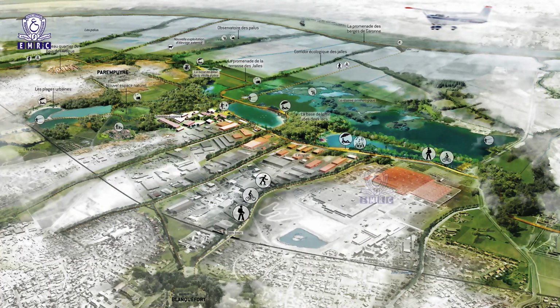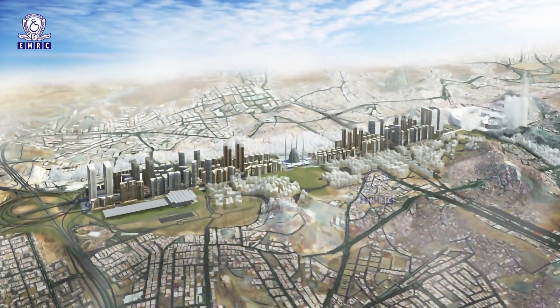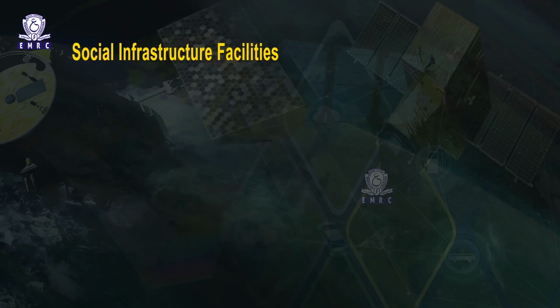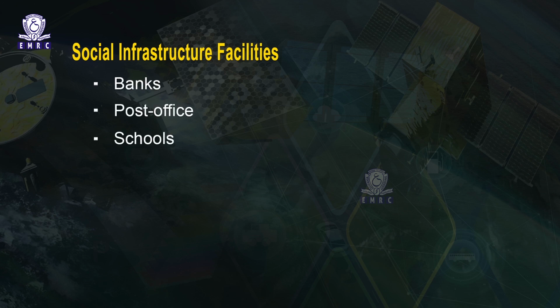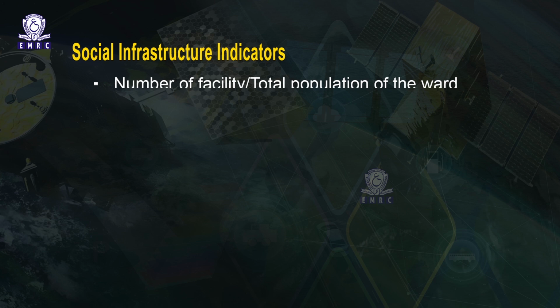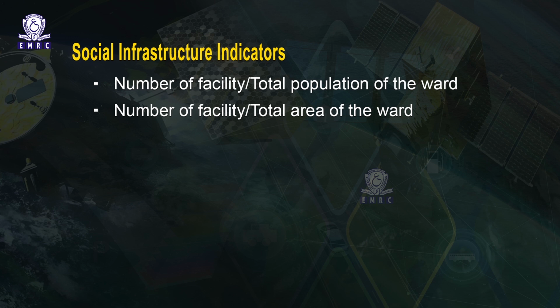A major concern of municipalities in developing countries is the limited access to urban services for large parts of the city population. Equitable distribution is becoming the center of concern in planning infrastructure facilities. There is an urgent need to solve this problem of unbalanced distribution of infrastructure services. The social infrastructure facilities basically include banks, post offices, schools, medical facilities, etc. For each facility, the proposed indicators are the number of facilities to total population of the ward, and number of facilities to total area of the ward.